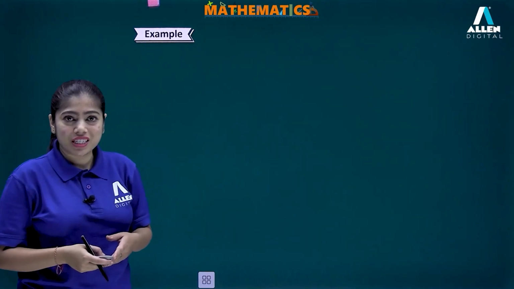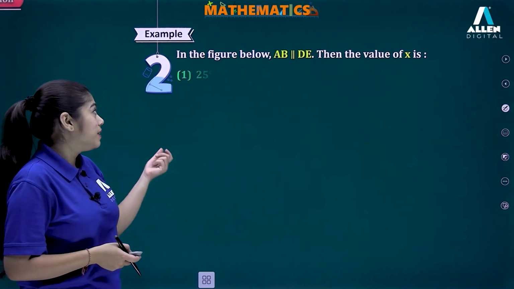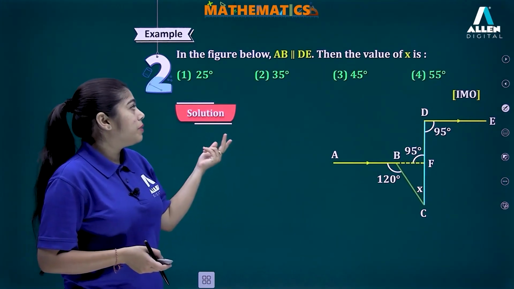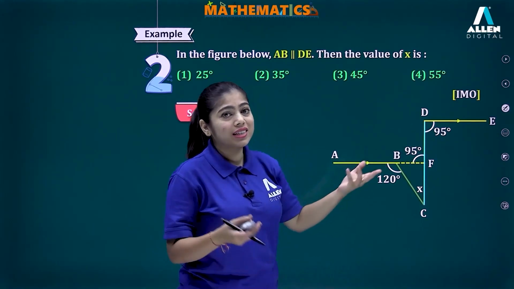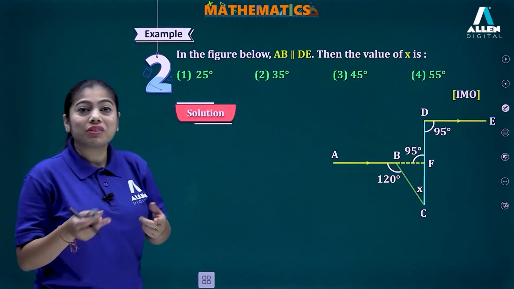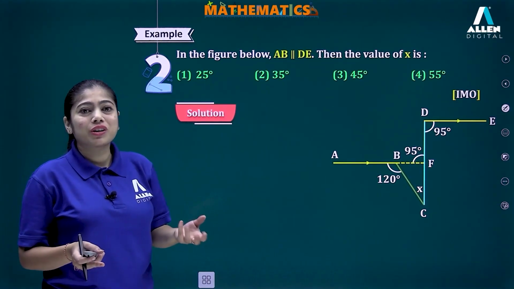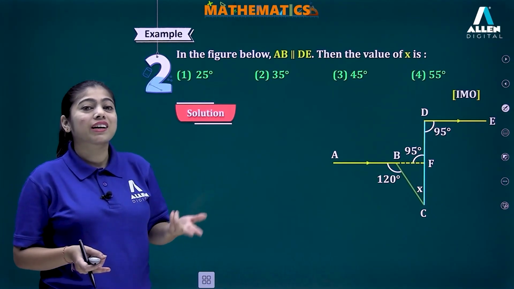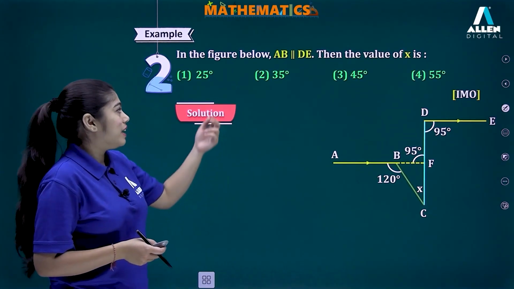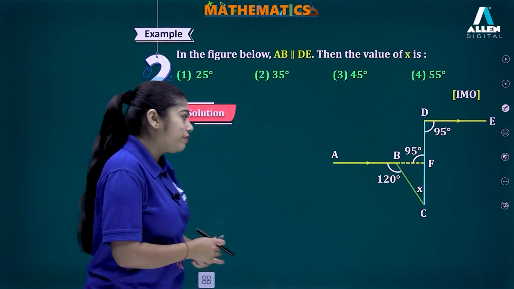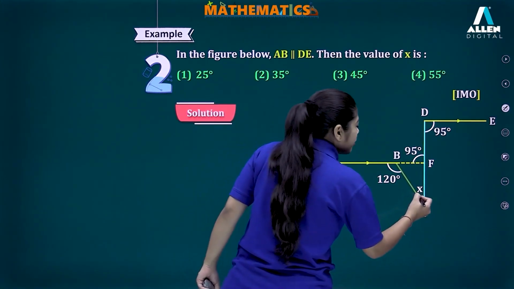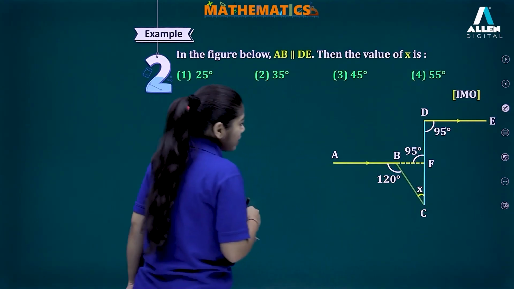Moving on to question number 2, what does it say, let us see. In the figure below, AB is parallel to DE. So here we can again see the two yellow lines, they are parallel to each other. When we have parallel lines, we are definitely going to get alternate angles or corresponding angles or consecutive interior angles. Then the value of x is, and here we need to find the value of x, and this angle is representing the value of x over here.